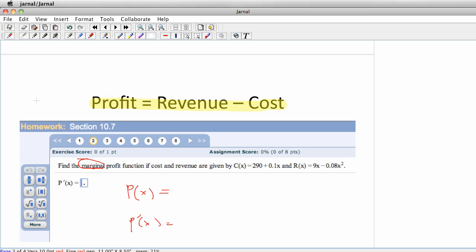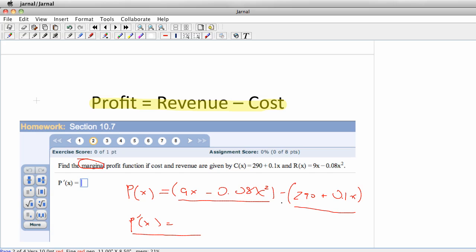This answer here will be your derivative of your profit, and the profit function is the revenue function, 9x minus 0.08x squared, minus cost. Cost is 290 plus 0.1x. It's very important to remember to put parentheses around these two things. This entire thing is revenue, this entire thing is cost, and they're being subtracted. If you drop the parentheses, then there's a good chance that you're going to mess up somewhere along the way.